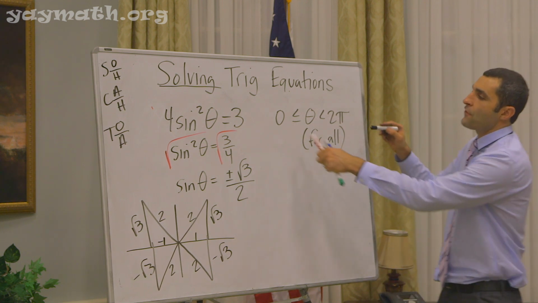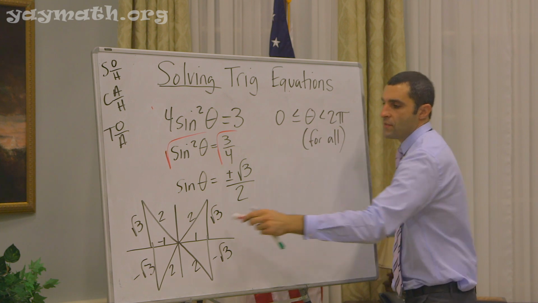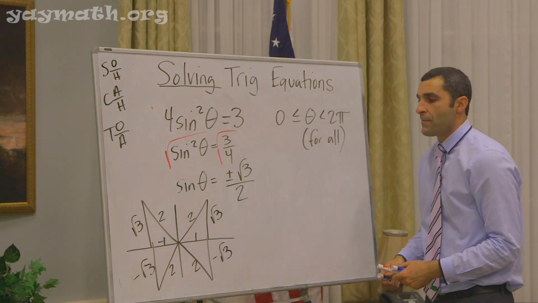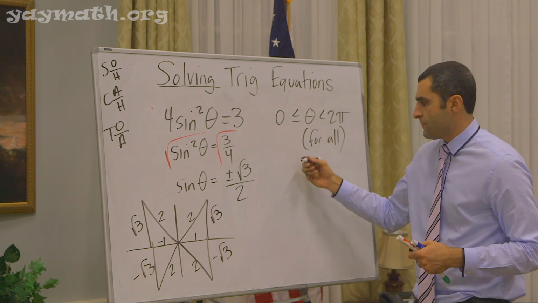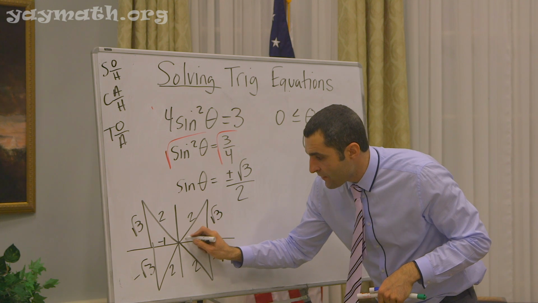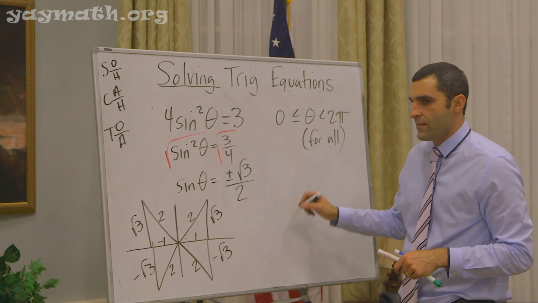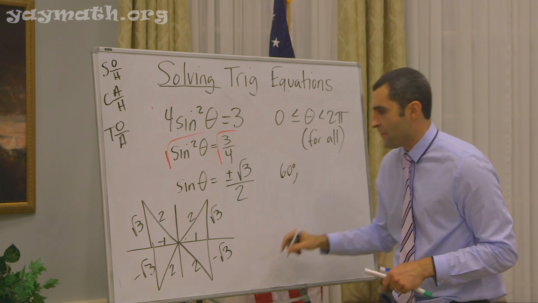So now let's get it for all values from 0 to 2 pi, which is just a full revolution. Let's do it in degrees first. This might help. How many degrees is this? This is 0 to 90. Wait, how many degrees? Right here is 60. 60 across from root 3. How many degrees is this?